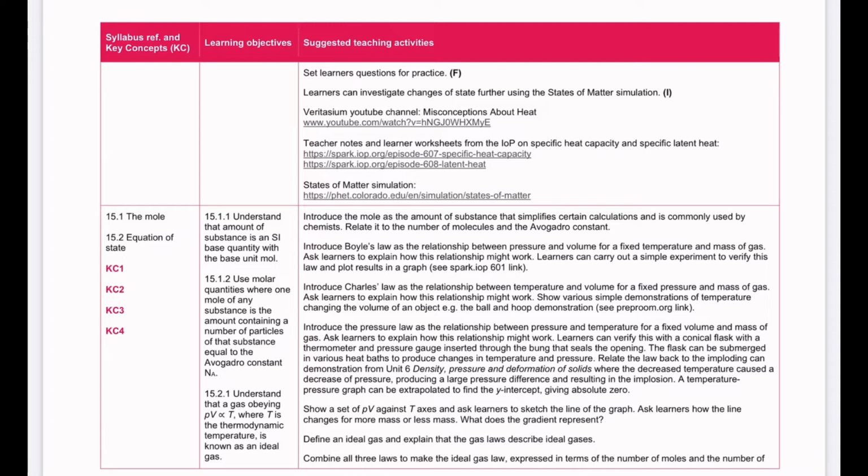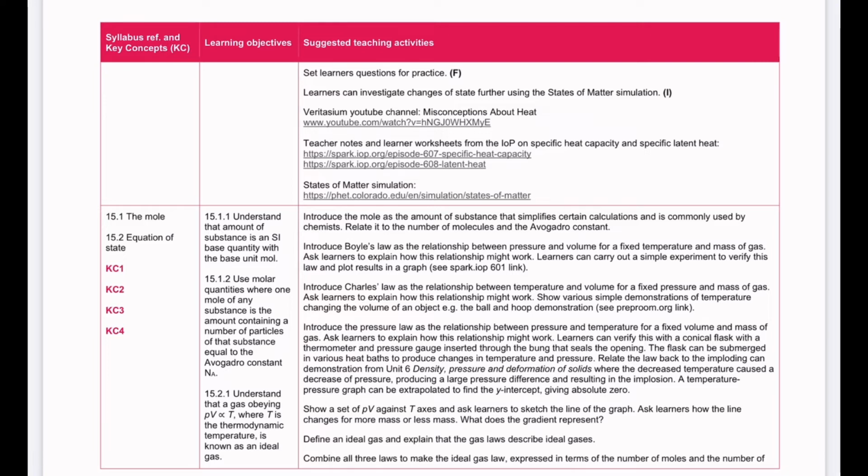Learning objectives. 15.1.1 Understand that the amount of substance is an SI base quantity with the base unit mole. 15.1.2 Use molar quantities where 1 mole of any substance is the amount containing a number of particles of that substance equal to the Avogadro constant NA.